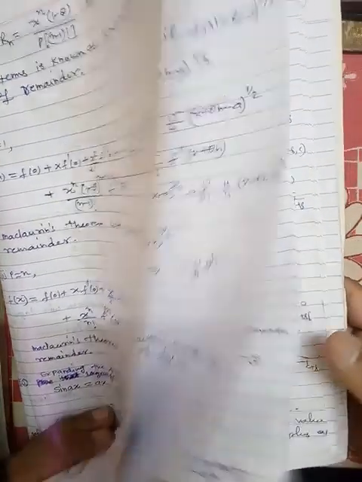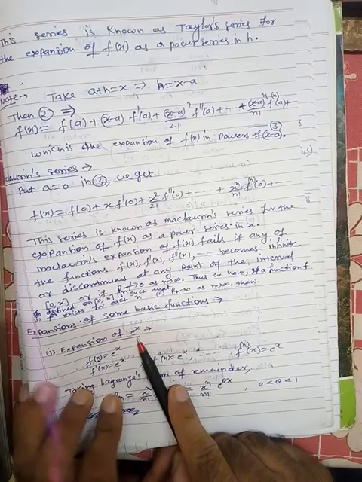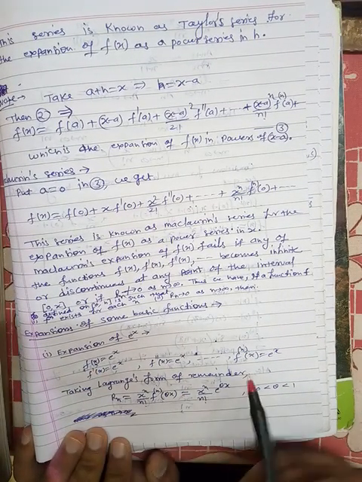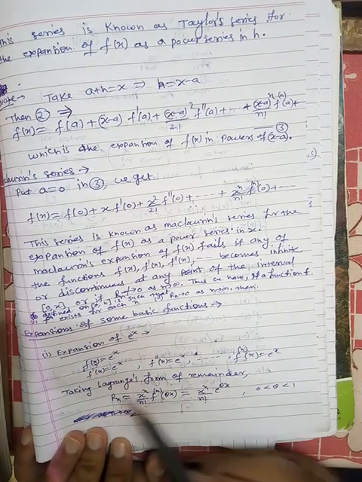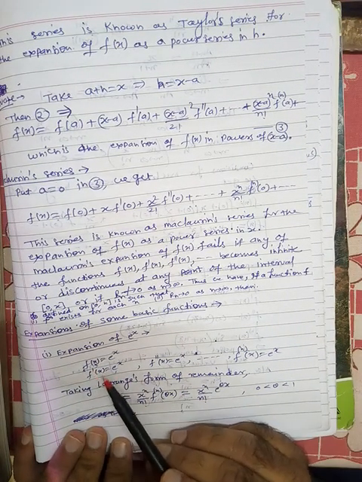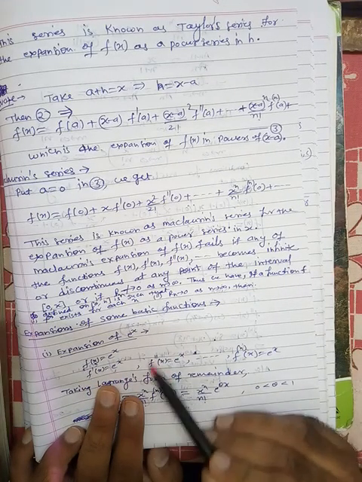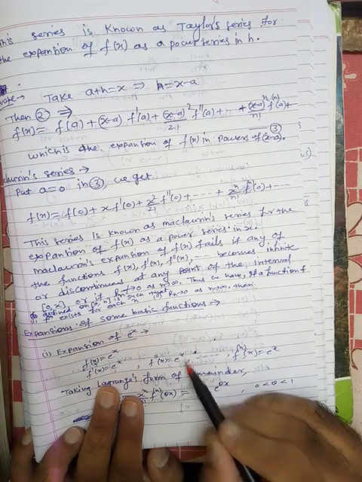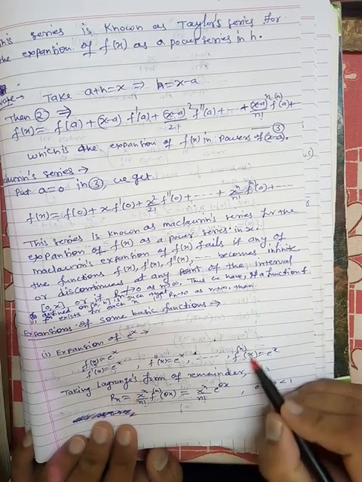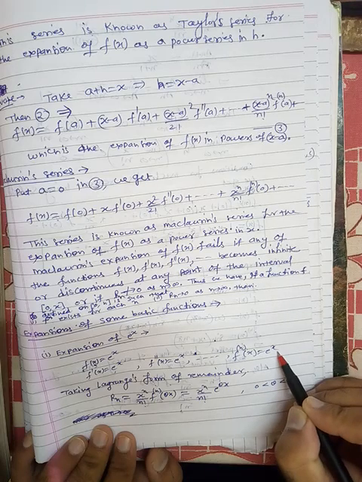So let's see. The first expansion is e raised to the power x. What is the function? The function is e raised to the power x. Now we need different order derivatives. So first find the first derivative of the function e raised to the power x. The second derivative of the function is e raised to the power x. And so the nth derivative of the function is e raised to the power x.